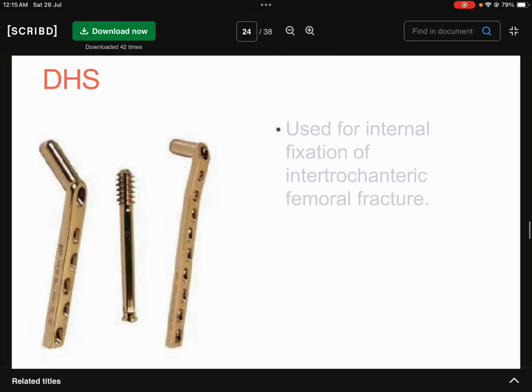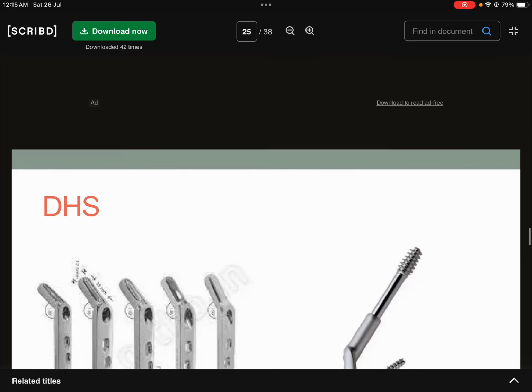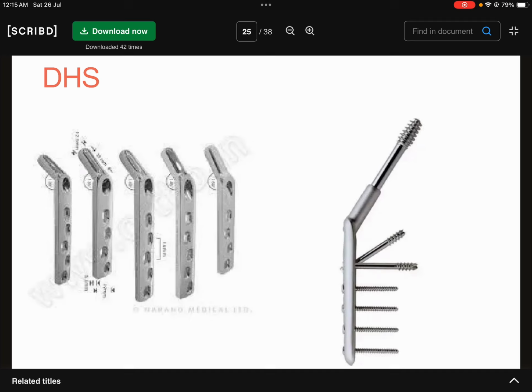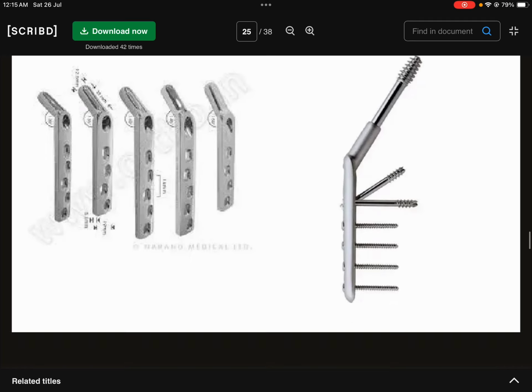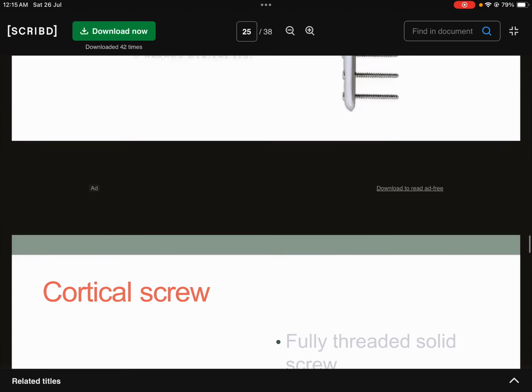This is the DHS, dynamic hip screw, used for internal fixation in intertrochanteric femoral fracture or neck of femur fracture. It is usually used in neck of femur fracture. This is the DHS and this is the lag screw. These are different types of DHS plate, 3-hole, 4-hole, 5-hole, used in neck of femur fracture.